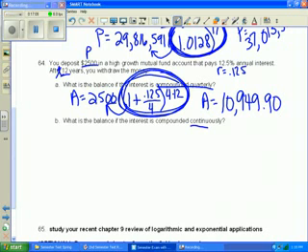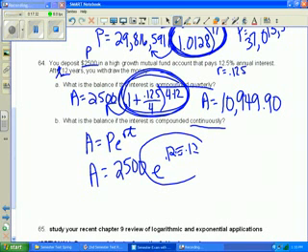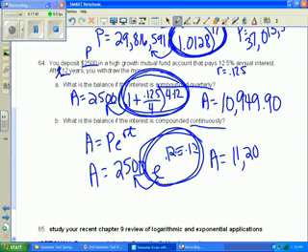B is continuously. Well, what happens if it would just be continuously compounding? That would use our E model. And money usually doesn't compound continuously. Typically that's a science thing with physical, nature things. So calculate your exponential part first and then multiply it times 2,500, and you get 11,204.22. So there you go. That is the end of that.